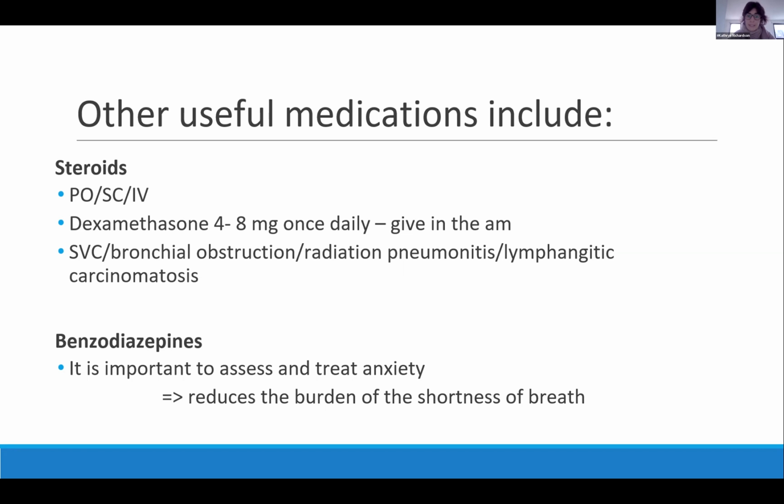And so treating the anxiety either with relaxation techniques, and for some patients you may need to use benzodiazepines, low dose, alongside morphine to help with the anxiety component too, because the anxiety will trigger very shallow breathing. So you're trying to relax the person so they can take more effective breaths.